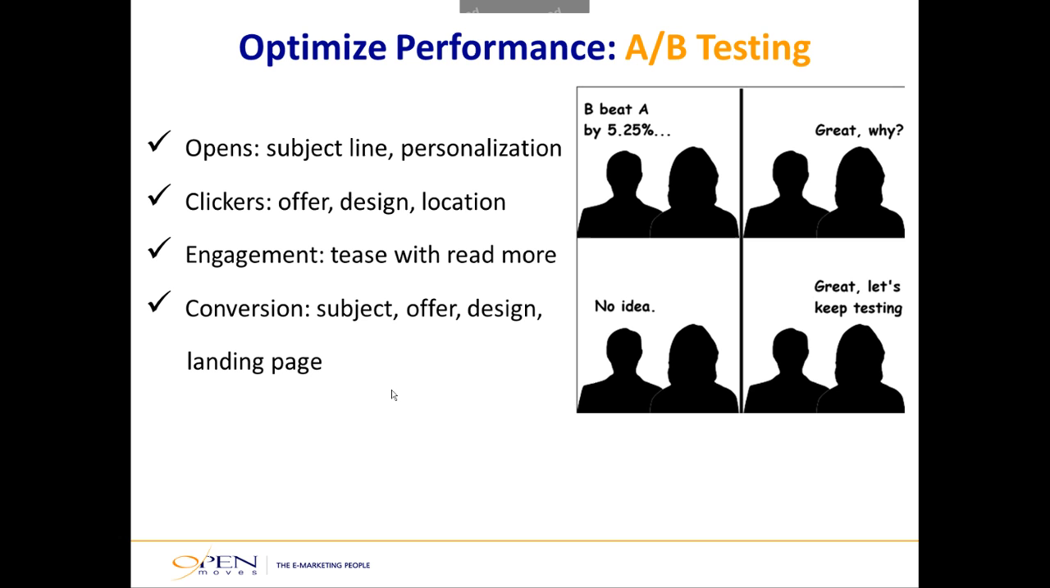Once you've got the open rate to a certain level, then you may look at clickers. I want more clickers, more people to click on something. That may be playing around with the location of the offer, the type of offer, maybe giving a free audit versus something else may work better. Or maybe it's a design.